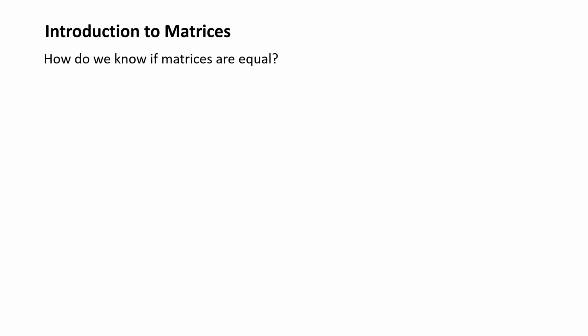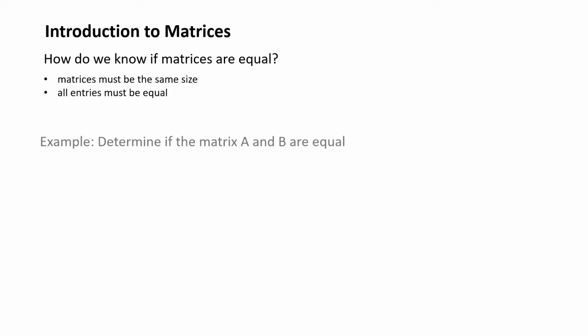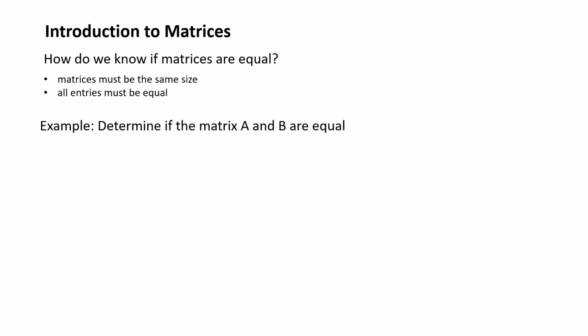How do we know if matrices are equal? The following 2 properties must be satisfied. Matrices must be the same size, and all entries in a matrix must be equal. Let's look at the following example and determine if matrix A and matrix B are equal.